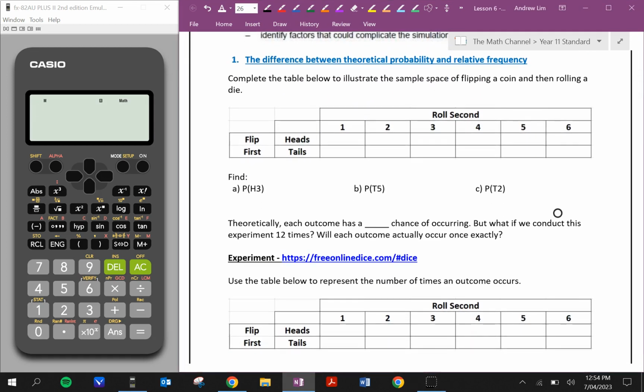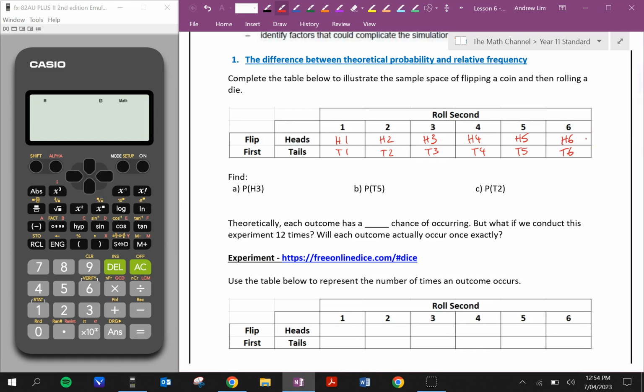Okay, so let's have a look at the first part of this lesson, which is looking at the difference between theoretical probability and relative frequency. So we're going to complete the table below to illustrate the sample space of all the possible outcomes of flipping a coin and then rolling a die. So I'm going to flip first and then roll second. So we could get heads and then 1, heads 2, heads 3, heads 4, heads 5, heads 6, or tails 1, 2, 3, 4, 5, and 6. Okay, so we could get any of these.